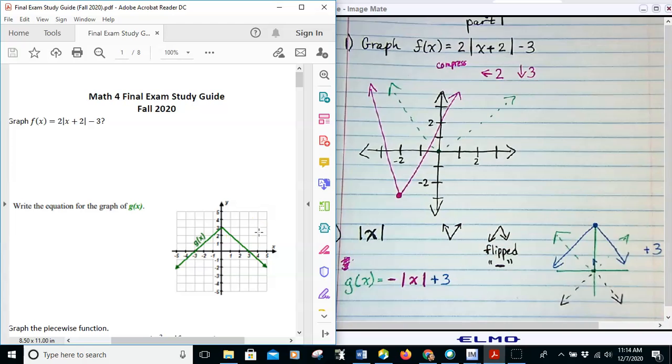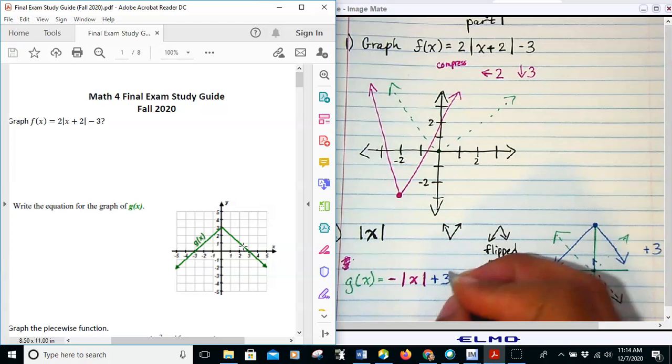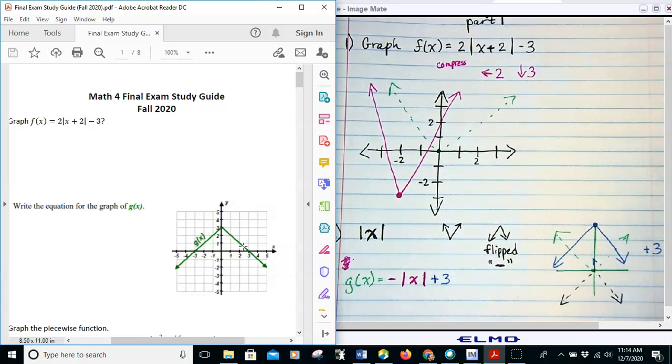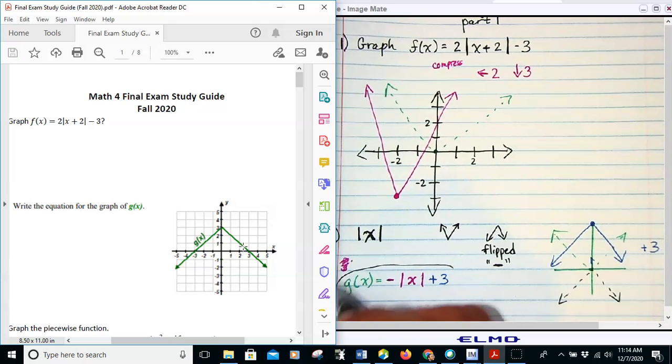All right. Then the other part is just looking at the slope. Here, it's going down 1 to the right 1, down 1 to the right 1. So here, really, when it comes to the slopes for these, they don't change. They're the exact same as the original absolute value function. So since there's no change in the slope, it goes up 3 and it flips. This is going to be our equation that we're looking for.